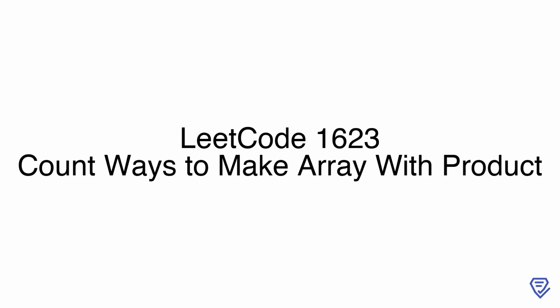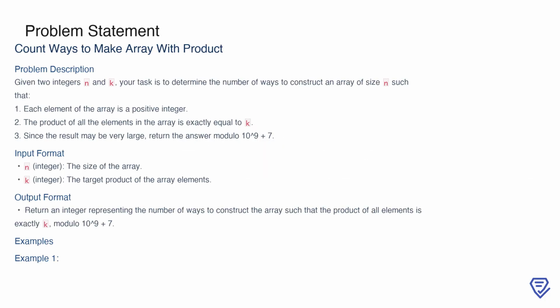Let's dive in. This problem is about counting the number of ways to construct an array of size n such that the product of all its elements is exactly equal to a given number k. Each element in the array must be a positive integer, and since the number of possible combinations can become very large, the result must be returned modulo 10 to the power of 9 plus 7.